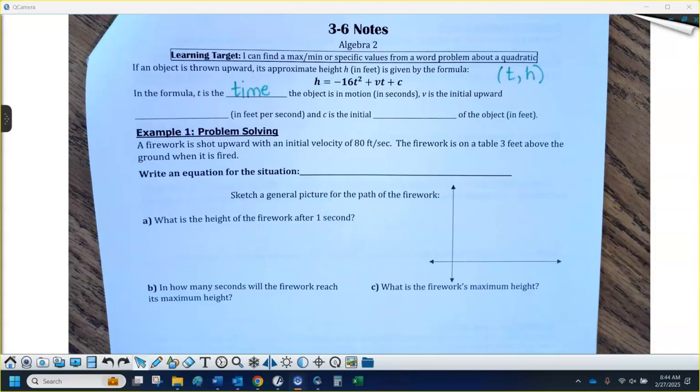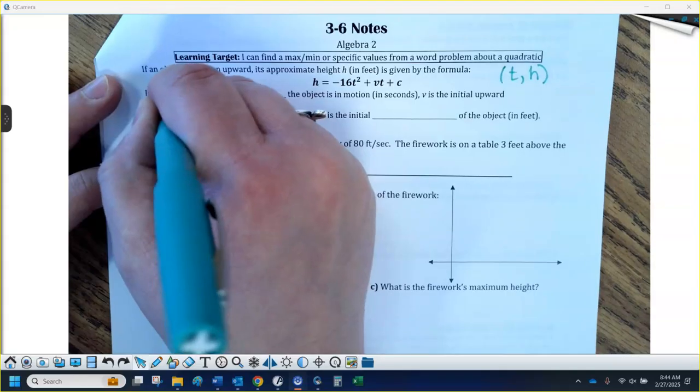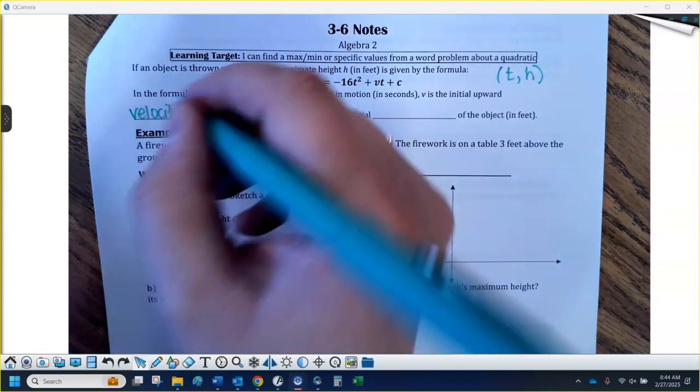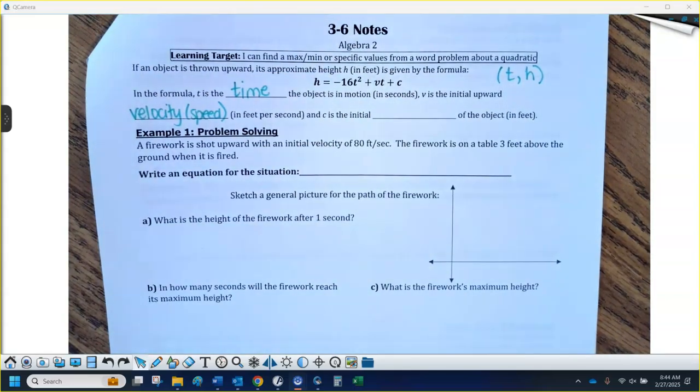V in that little formula, which I haven't related to a vertex or anything yet, but V in the formula is the initial upward velocity. Does anybody know what might be a more common word for an object's velocity? Acceleration. Yeah, it's the speed. It's like the speed that the object is traveling at. Exactly. Acceleration, speed. I'm going to write speed because it's a smaller word and I can fit it better. So initial upward velocity, how fast is the object traveling? That's what that's asking about.